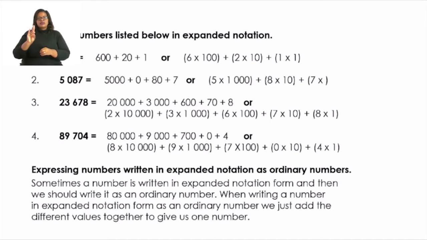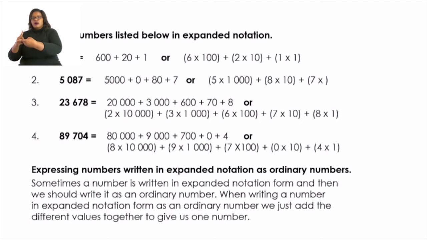23,678. That is equal to 20,000 plus 3,000 plus 600 plus 7 plus 8. Or if we use the multiplication, it's 2 times 10,000 plus 3 times 1,000 plus 6 times 100 plus 7 times 10 plus 8 times 1.